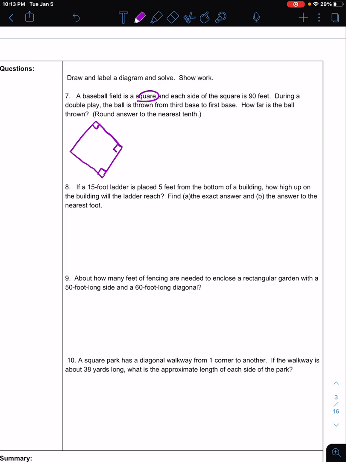Okay, so here I've got a square. All my sides are the same. You kind of have an idea what a baseball field looks like. We've got home plate, first, second, third base. Okay, each side of the square is 90 feet.